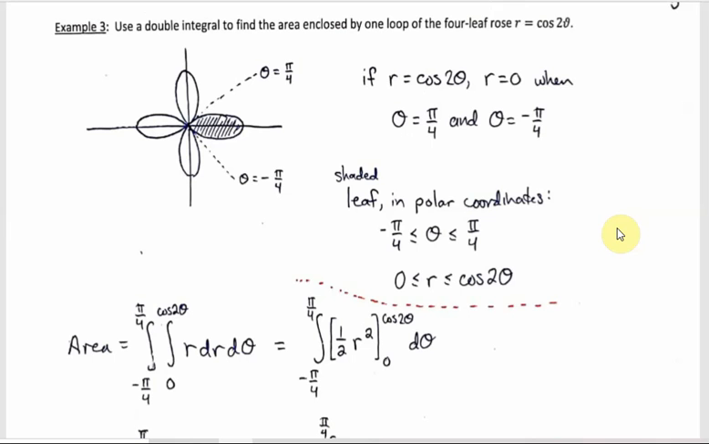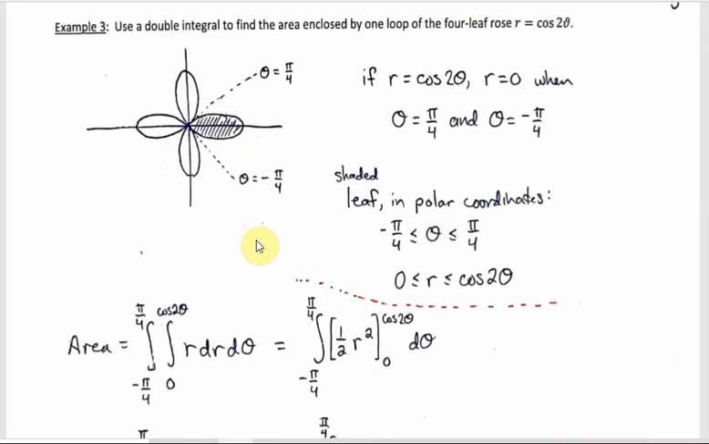For example 3, we want to find the area in one leaf of this 4-leaf rose. And I suppose just knowing that it's a 4-leaf rose is probably enough to draw this thing, and knowing that r is cosine 2 theta, because then you go, all right, when theta is 0, then r is 1, and so you know that's got to be the farthest point out of that leaf, and that probably gives you enough to draw this entire thing, right?